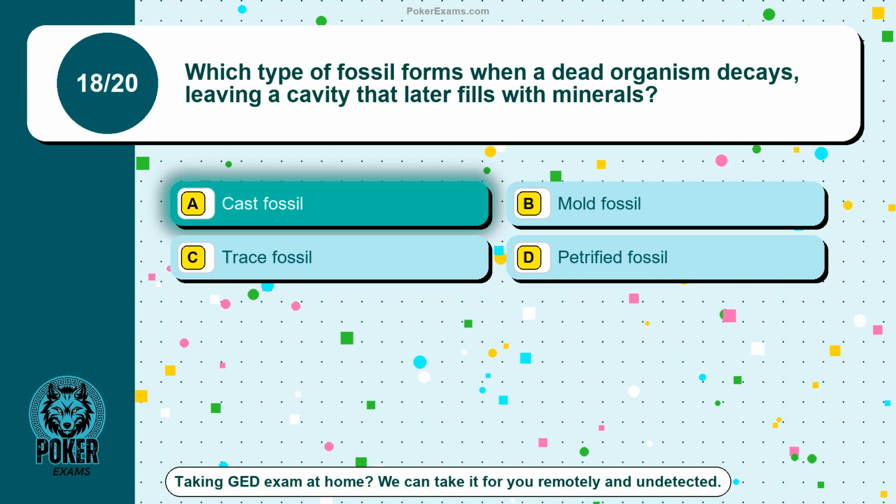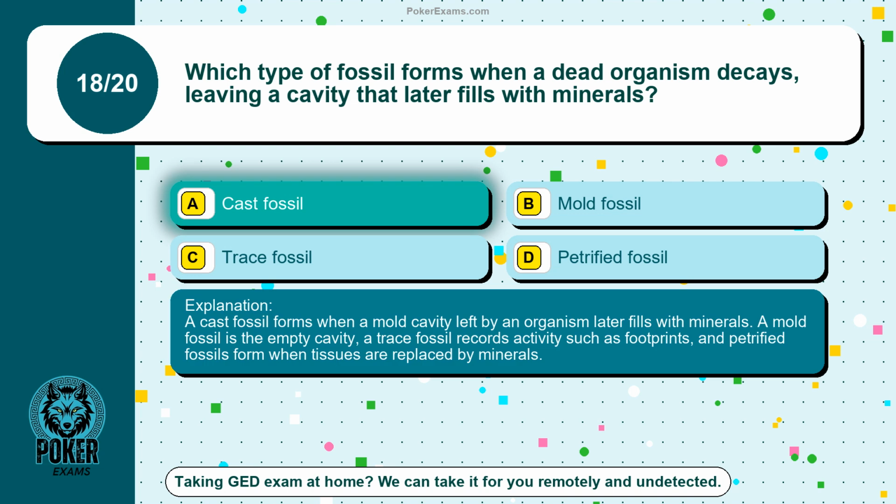The correct answer is option A, cast fossil. A cast fossil forms when a mold cavity left by an organism later fills with minerals. A mold fossil is the empty cavity, a trace fossil records activities such as footprints, and petrified fossils form when tissues are replaced by minerals.